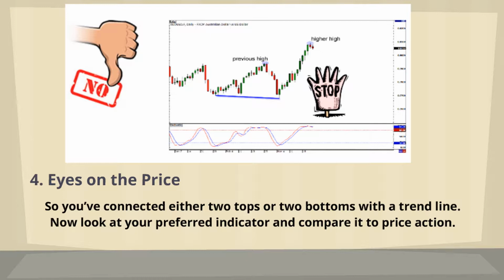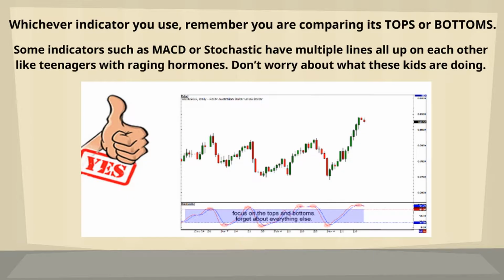Now look at your preferred indicator and compare it to price action. Whichever indicator you use, remember you are comparing its tops or bottoms. Some indicators such as MACD or stochastic have multiple lines all up on each other like teenagers with raging hormones. Don't worry about what these kids are doing.